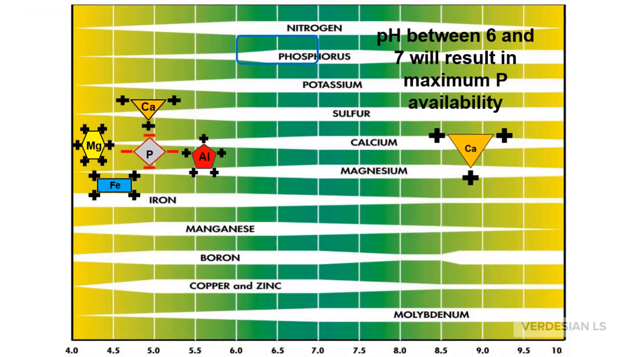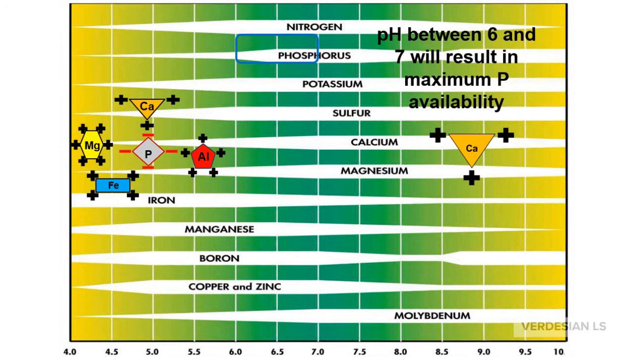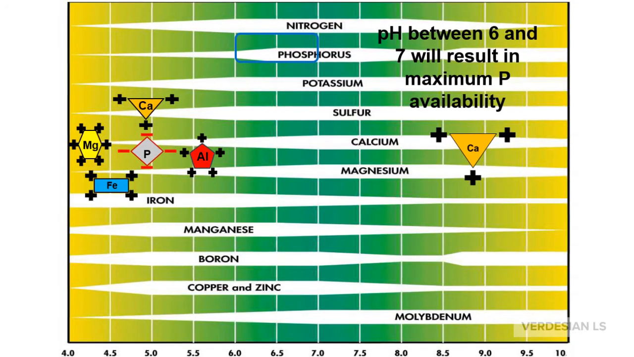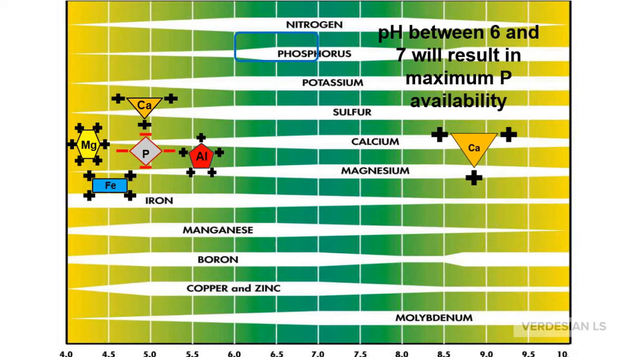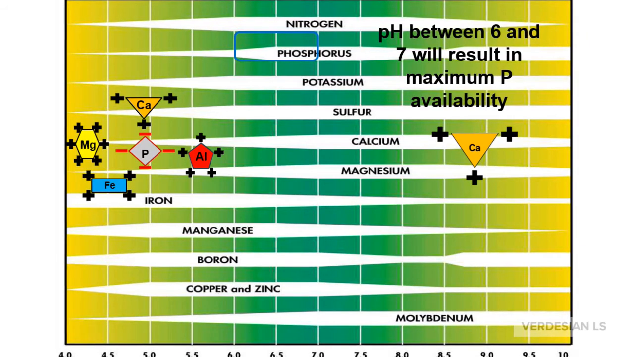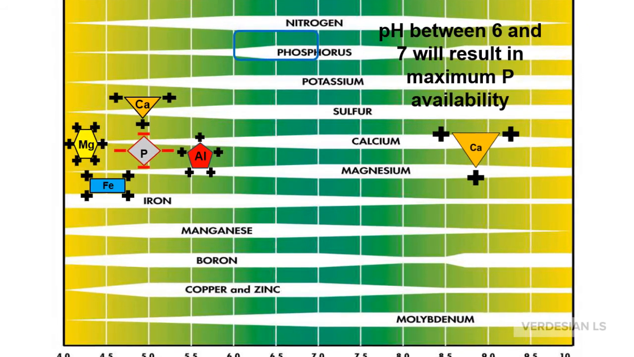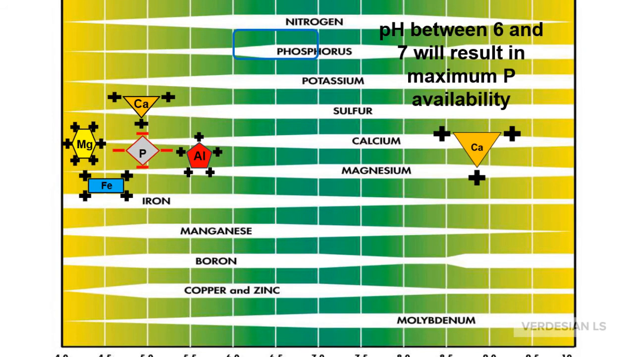Another major efficiency hurdle that we as agronomists and growers have to overcome is soil pH. Soil pH plays a big role in the efficiency of phosphorus. As you can see here, the maximum P availability is between pH 6 and 7. When you go below that, you start having more tie-up with cations like iron, magnesium, calcium, and aluminum. If you go to an alkaline soil, calcium actually becomes the dominant cation.